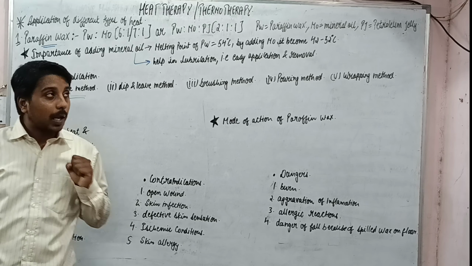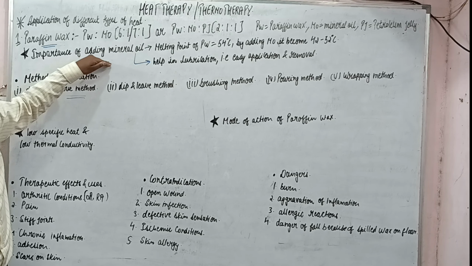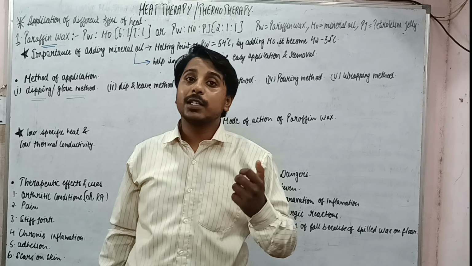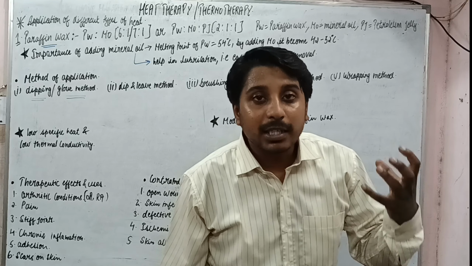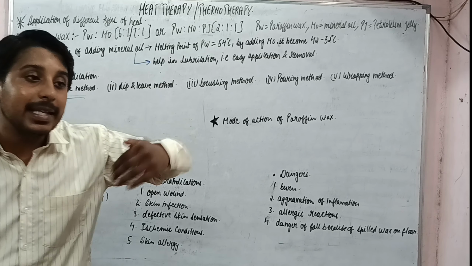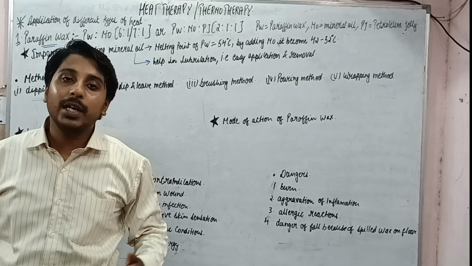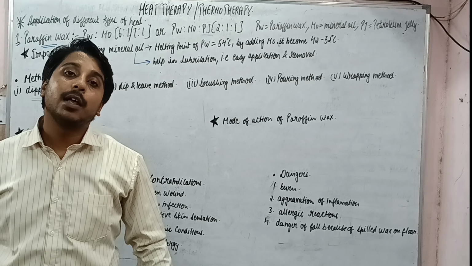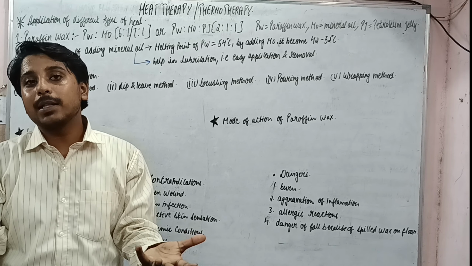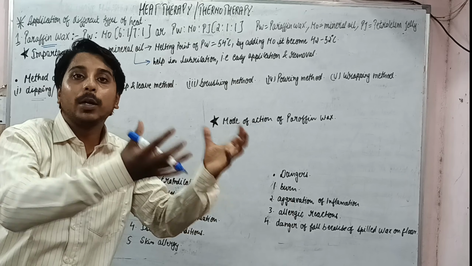Now the next important part is the importance of adding mineral oil. This mineral oil helps to reduce the melting point so that it can easily melt by application of heat, and we can easily apply it. We need not apply a lot of heat to make the wax into a molten state.